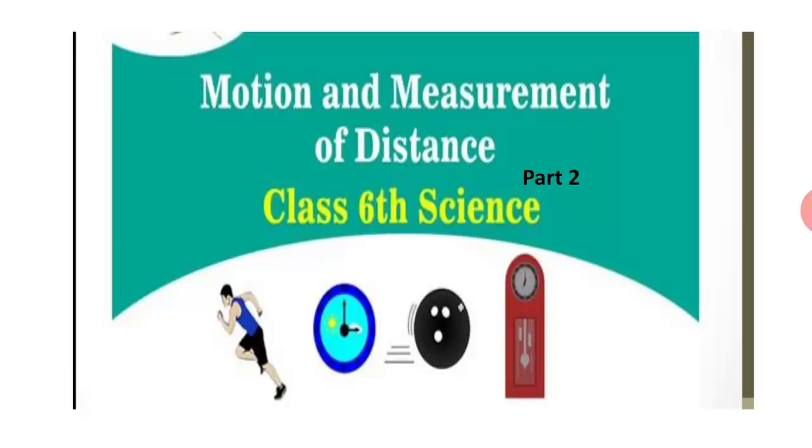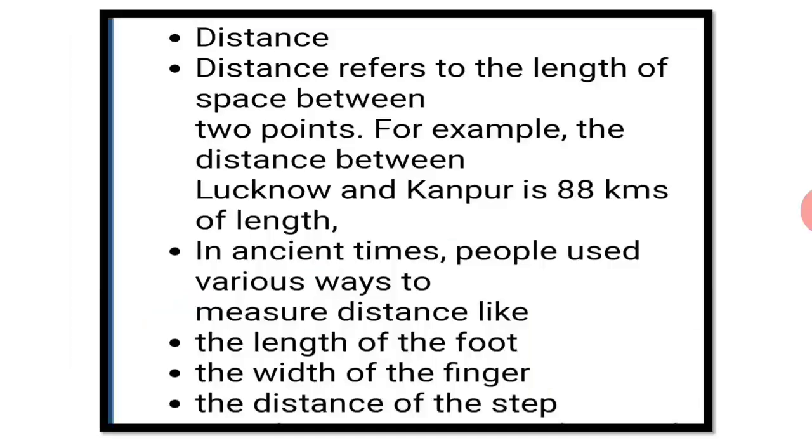In our last class we studied the history of transport and how we have been measuring and dividing things. Now let's talk more about a few measurements, to see what exactly we need to do when we measure distances or length. Distance refers to the length of space between 2 points. For example, the distance between Lucknow and Kanpur is 88 kilometers.